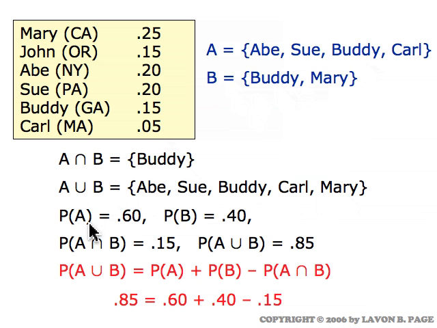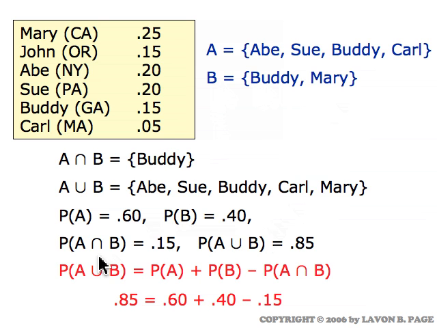The probability of A is the sum of the probabilities of these 4 people winning, Abe, Sue, Buddy, and Carl, whose probabilities are 0.20, 0.20, 0.15, and 0.05. That adds up to 0.60. And the probability of B is just Buddy's probability plus Mary's probability, which is 0.40.